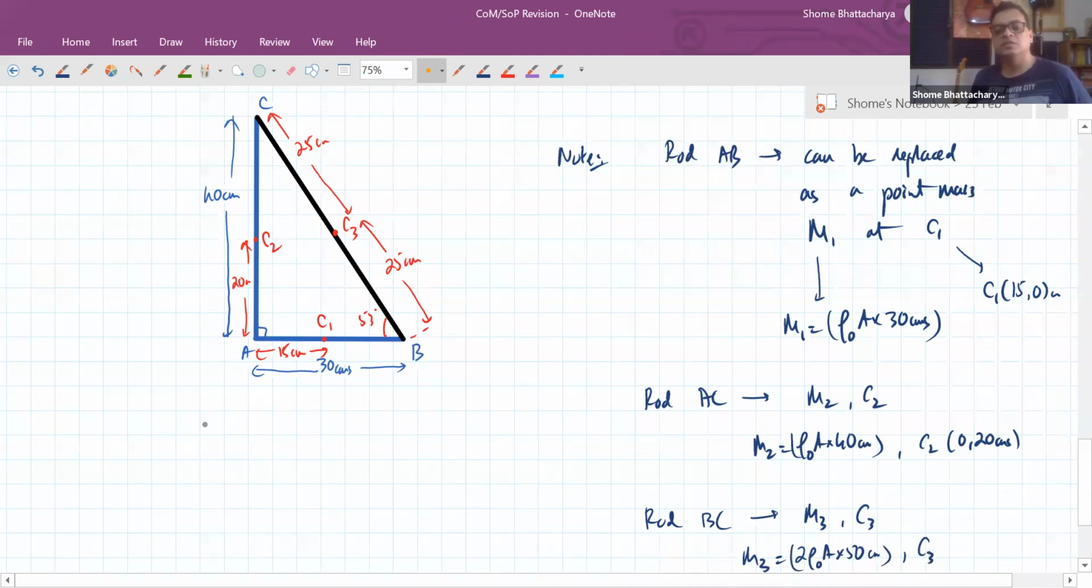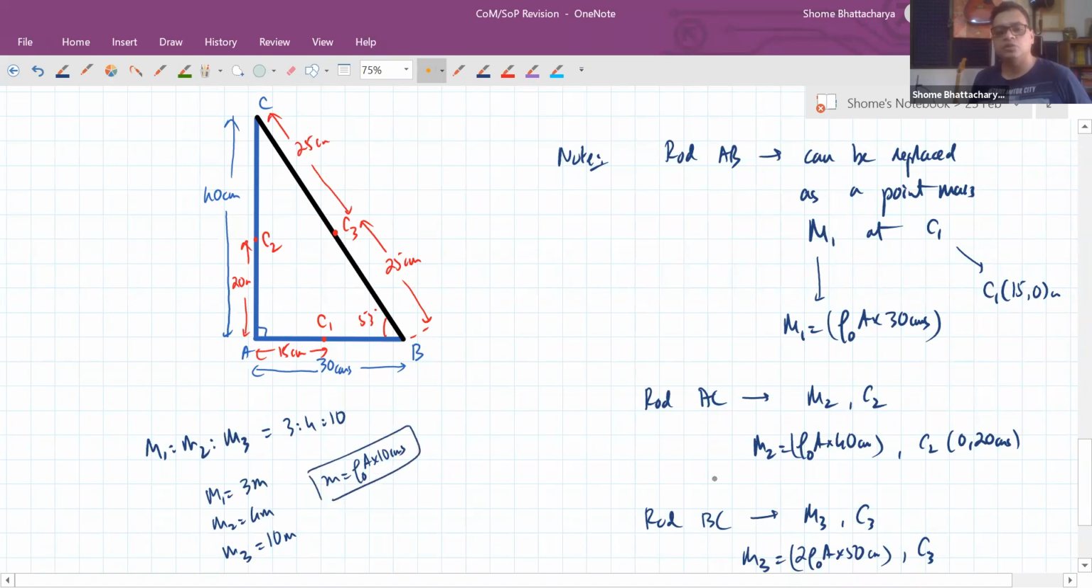Okay. Now notice first of all that M1 is to M2 is to M3 will become 3 is to 4 is to 10. Okay. So we can take M1 as 3M, M2 as 4M, and M3 as 10M, where M is basically going to be equal to rho naught into area into 10 centimeters. Small a is the area of cross section of each of the rods.